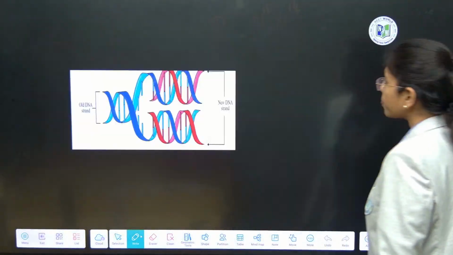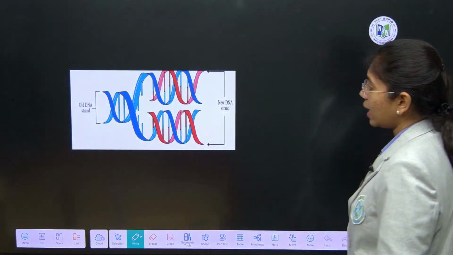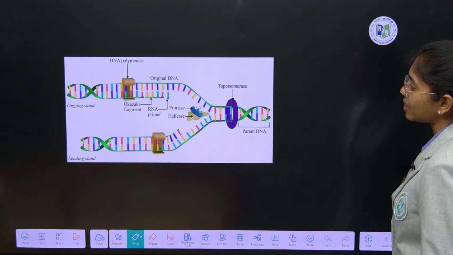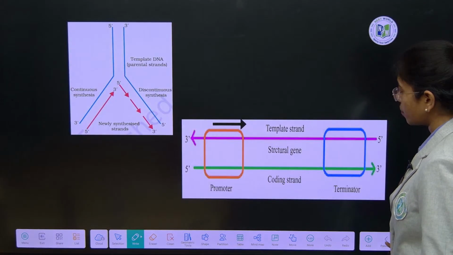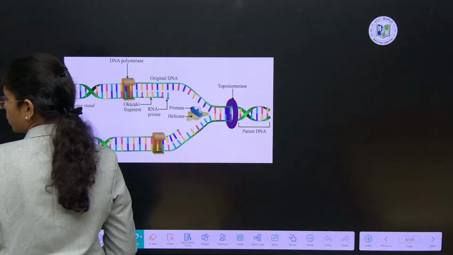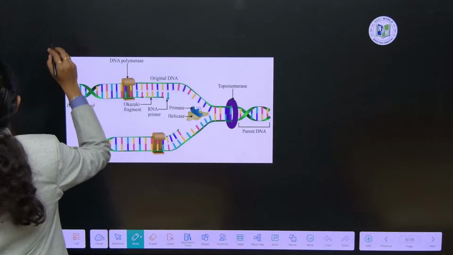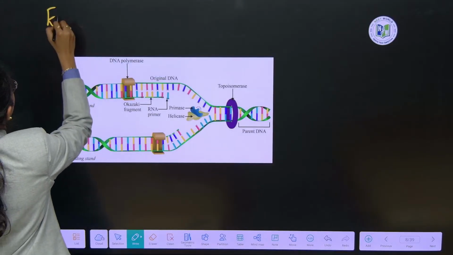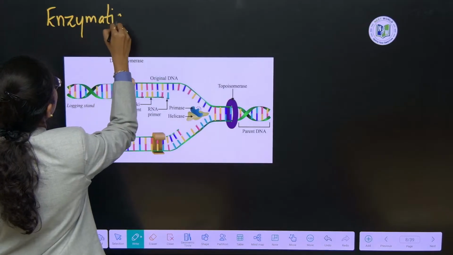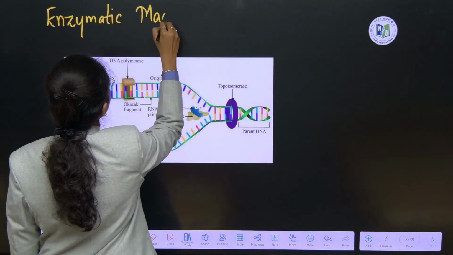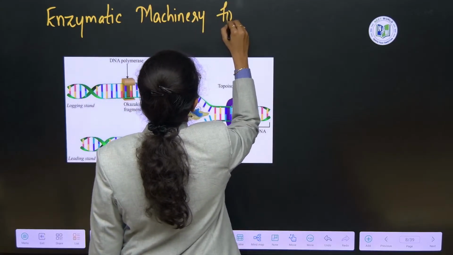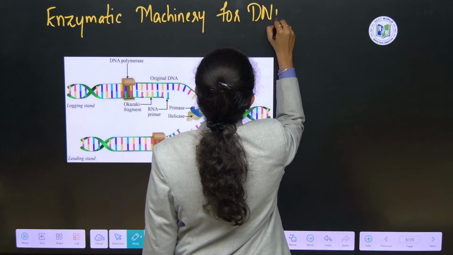Now, look at the DNA replication. First I will let you know about the enzymatic machinery. Here we see the enzymatic machinery of DNA replication. Enzymatic machinery for DNA replication.